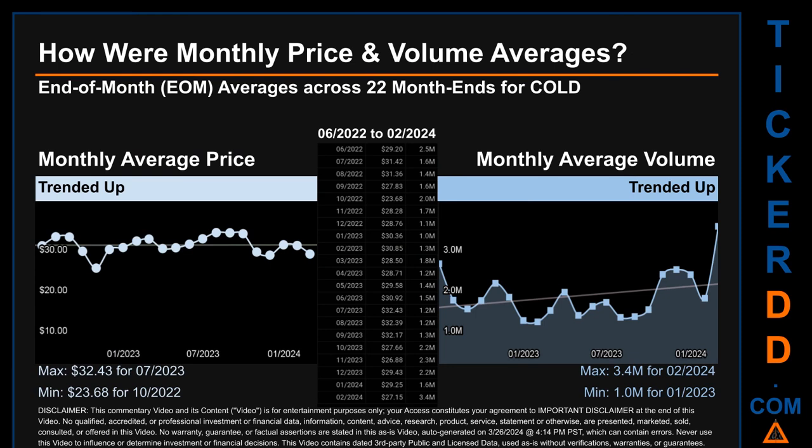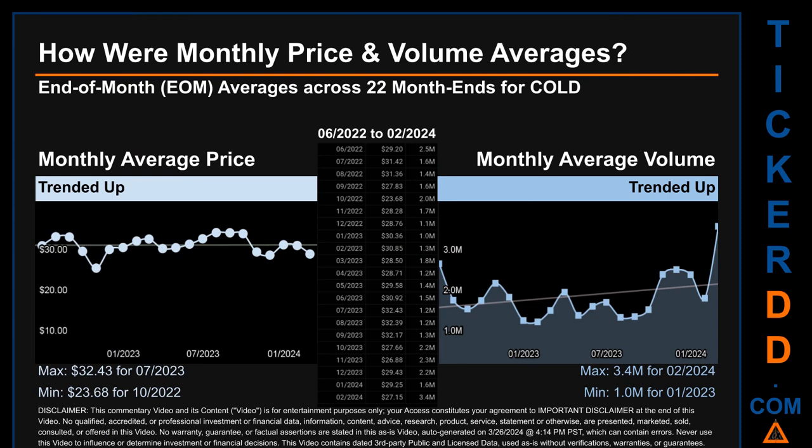How were price and volume averages for COLD? Across 446 trading days, there were a total of 22 month ends, of which monthly averages for daily price and volume were calculated. Overall, monthly price average trended up while monthly volume average trended up.